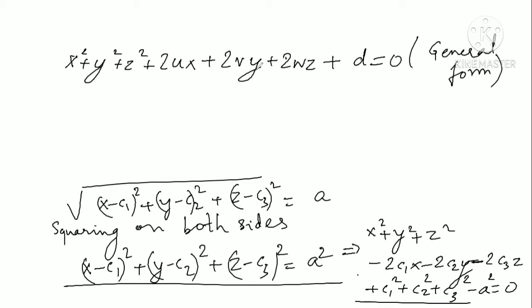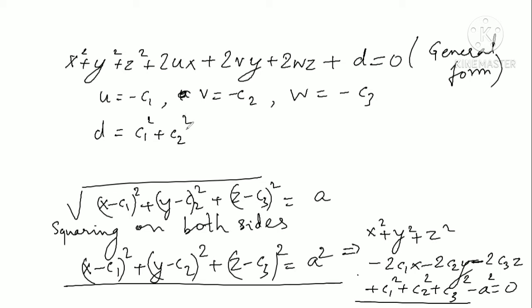Now if we compare this form of the equation of the sphere with the earlier form, we get u is equal to minus c1, v is equal to minus c2, w is equal to minus c3, and d is equal to c1 square plus c2 square plus c3 square minus a square.